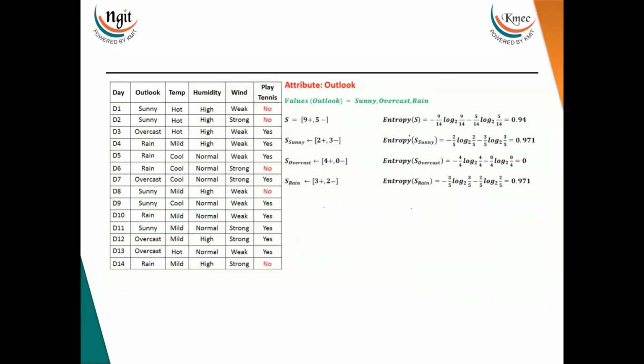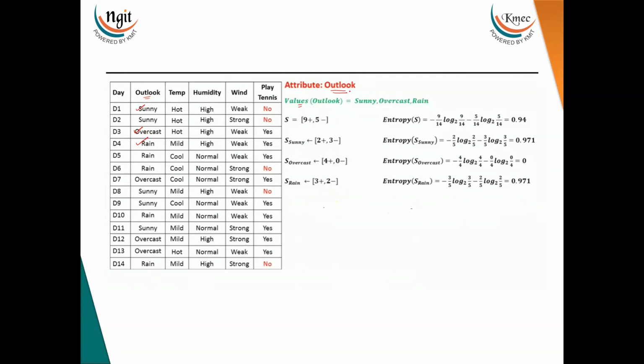Now, let us take the first one, that is outlook. The very first attribute is the outlook. So, we have taken the attribute outlook. And what are the values in this outlook? Once you look at this column, in this outlook, we have sunny, overcast, and rain.